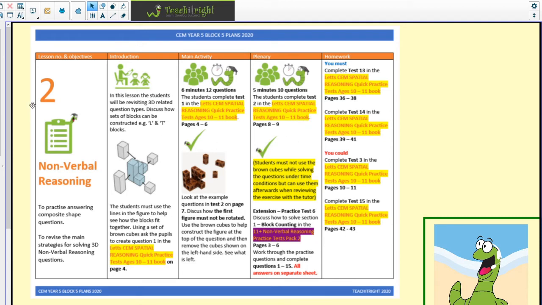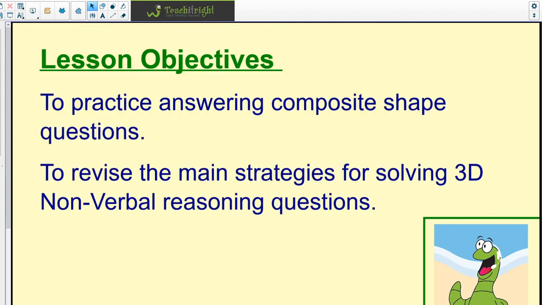So the way it'll work is we'll have a little warm-up to begin with, then we'll go into an example where I'll talk about how I expect you to answer them, the kind of things I expect to see, and then finally you guys will try the questions, pause the video, and then come back to get a detailed run through of how to answer each question. Right, let's get going. So just a summary, we're going to practice composite shapes and we're going to revise the main strategies for solving them.